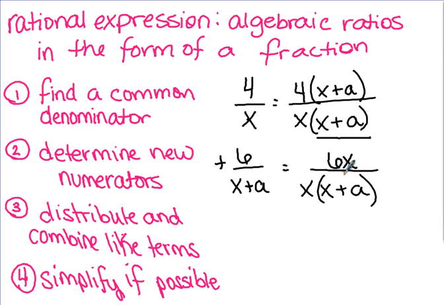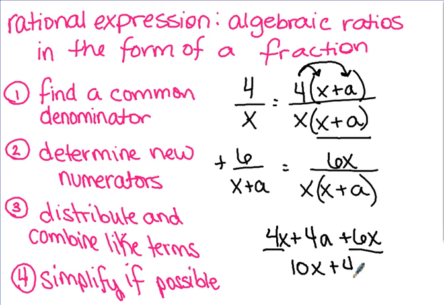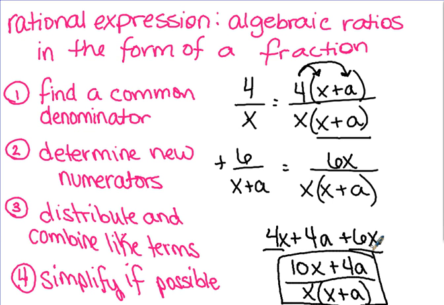Now we want to distribute and combine like terms. This is in the numerators. You don't need to distribute the denominator if you don't want to, but definitely distribute the numerators. All right, so if I distribute 4 times x and 4 times a, I'm going to have 4x plus 4a plus 6x, which is our other new numerator. All right, now, are there any terms that can be combined? Yes, 4x and 6x. That gives us 10x plus 4a. And it's all over our denominator of x times x plus a, right? And that is simplifying and solving rational expressions.